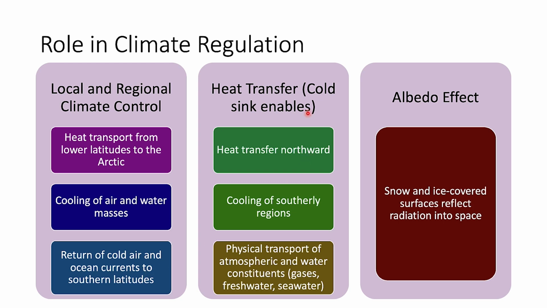So the Arctic region behaves like a cold sink, that it actually absorbs a lot of heat from the rest of the world. So it functions as a cold sink, facilitating the heat transfer from lower latitudes to the Arctic and cooling air and water masses. This process actually plays a vital role in maintaining the Earth's temperature balance. So this is the major thing that the Arctic cryosphere is doing, the good part for the entire globe.